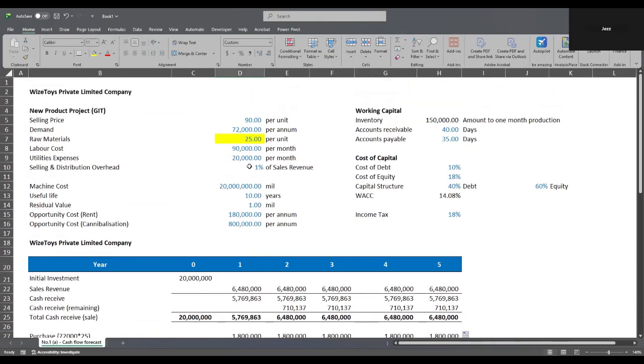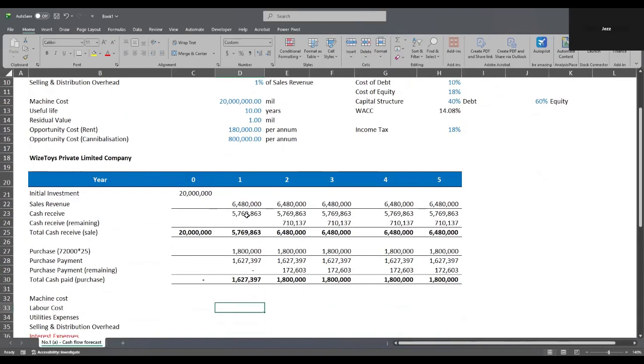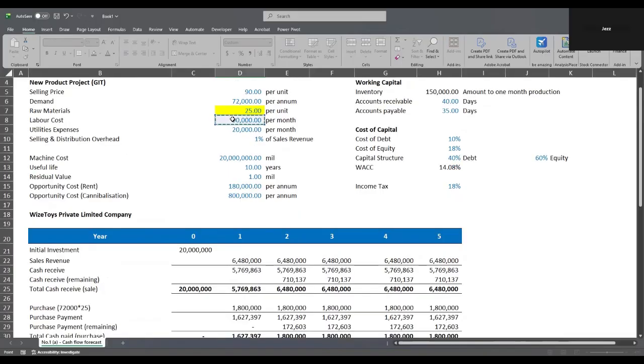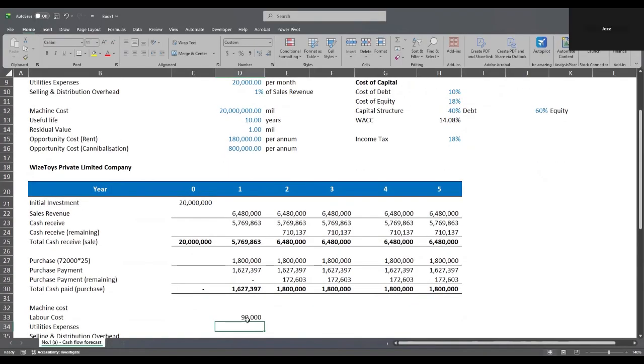We drag the value. For labor cost, 190. Here immediate is per month 90K, so we need to input 12 months, and because we need to track the figure, so we input the dollar sign.